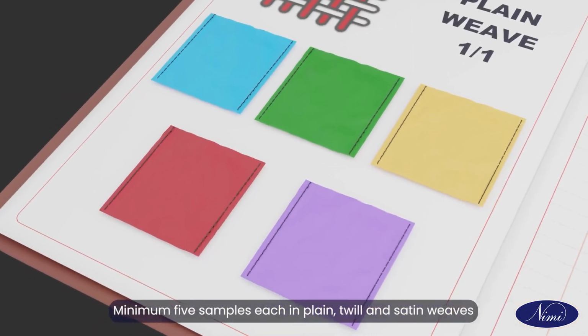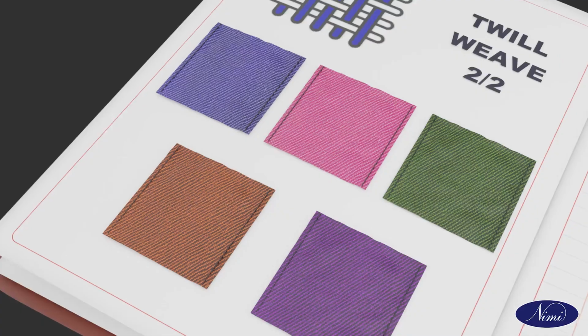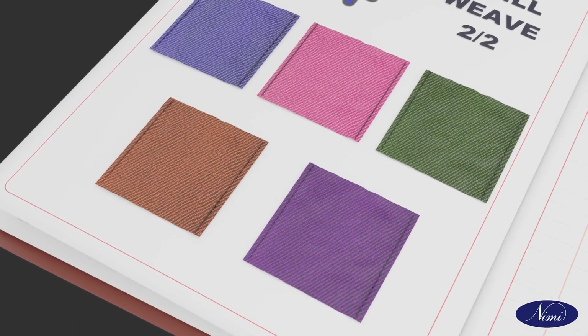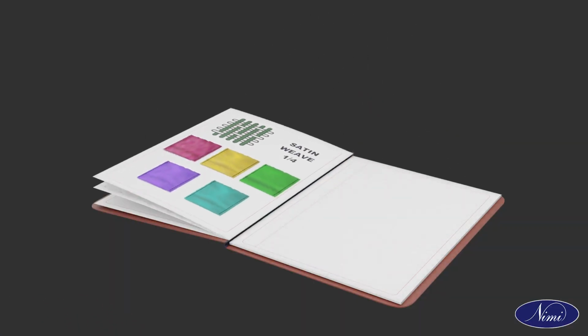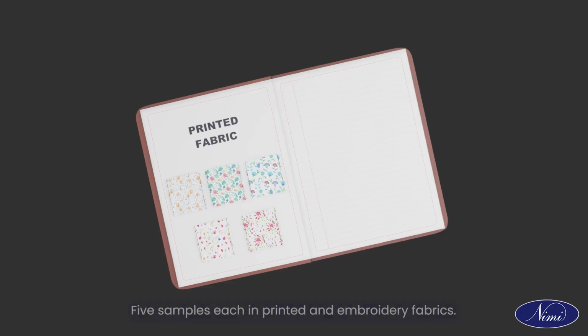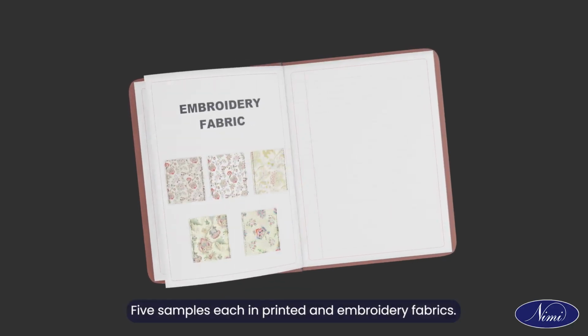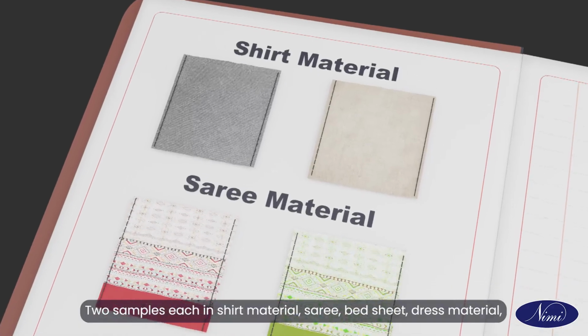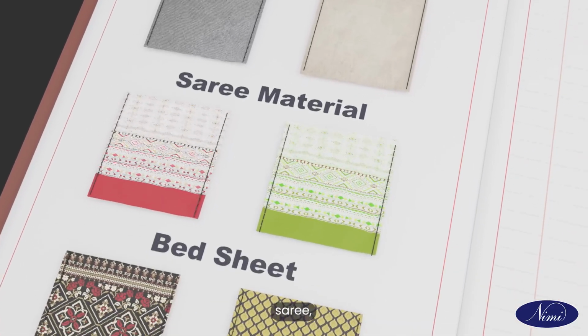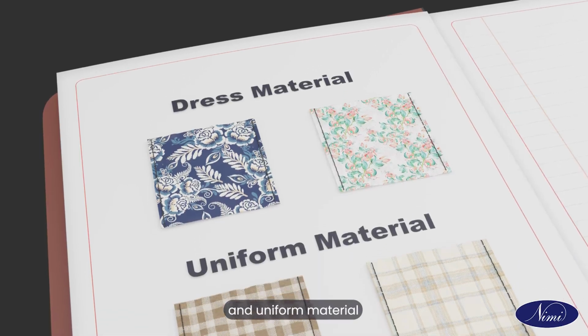Minimum 5 samples each in plain, twill, and satin weaves. Five samples each in printed and embroidery fabrics. 2 samples each in shirt material, sari, bedsheet, dress material, and uniform material.